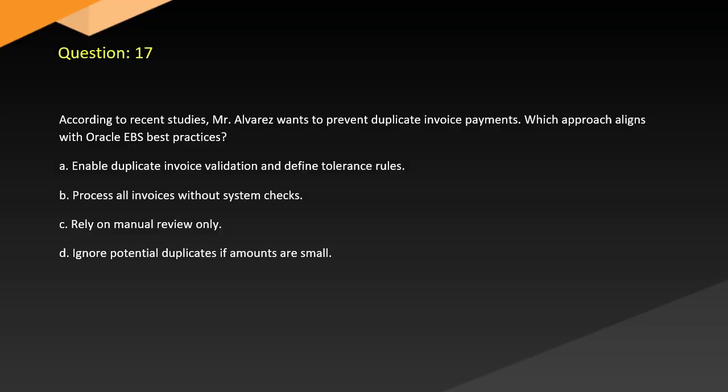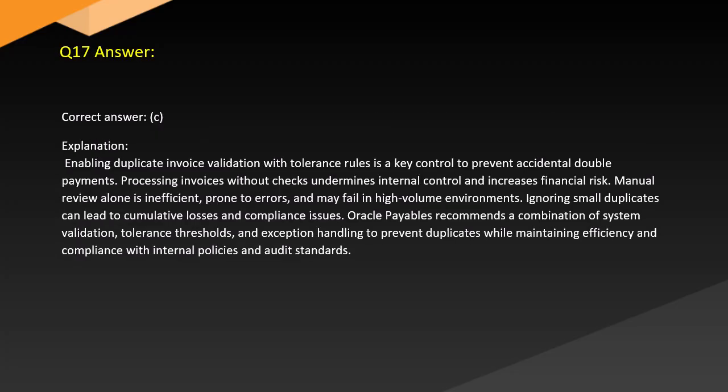Question 17. According to recent studies, Mr. Alvarez wants to prevent duplicate invoice payments. Which approach aligns with Oracle EBS best practices? A. Enable duplicate invoice validation and define tolerance rules. B. Process all invoices without system checks. C. Rely on manual review only. D. Ignore potential duplicates if amounts are small. Answer. Correct answer, C.